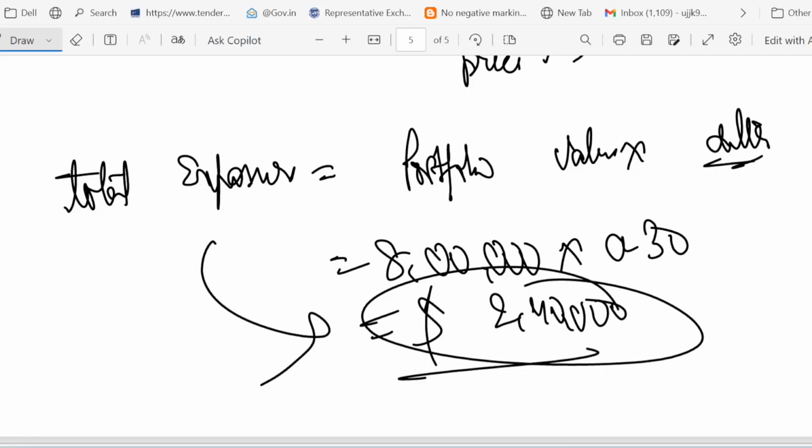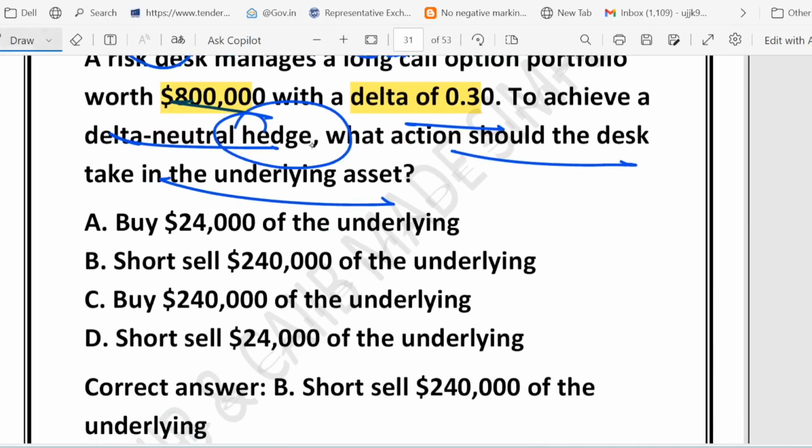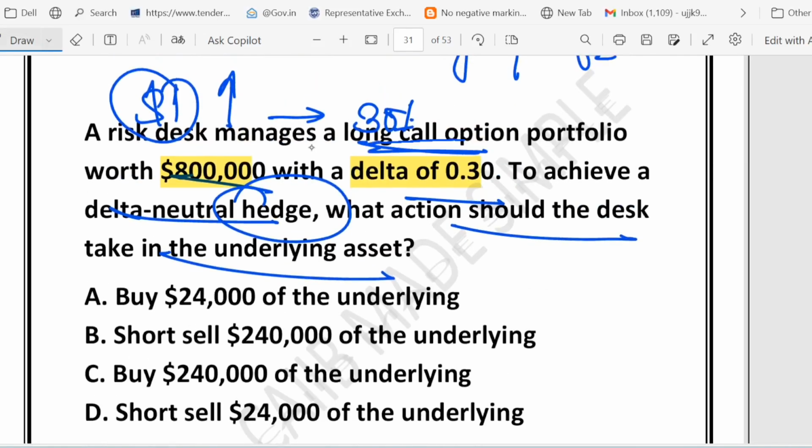Now, the second thing to understand: what is the meaning of hedge? Since you are long call, you can see they have written long call, you already benefit when the price rises. To make your position delta neutral, which means not affected by price movement, you need to take an opposite position in the underlying.